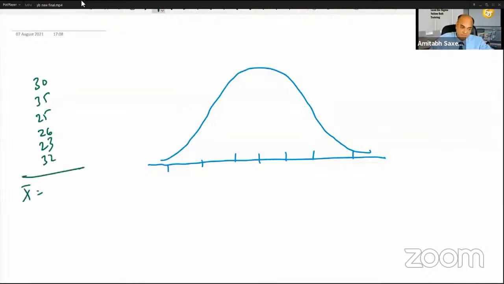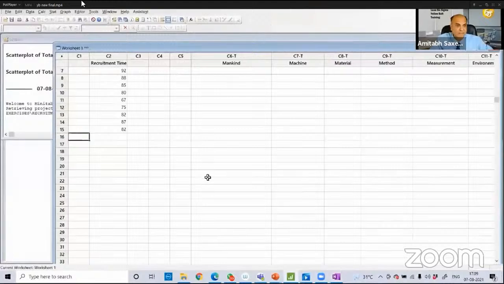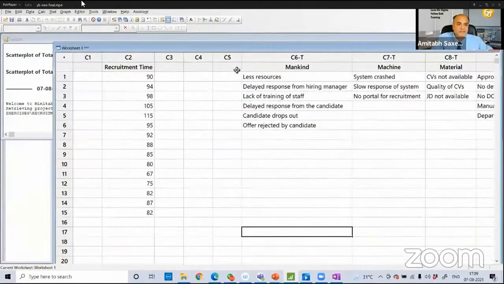It will always have an average. And it will also have something called a standard deviation. Now, how to calculate the standard deviation? I will not be covering this in this module, but just be aware of the fact that the standard deviation exists. Nowadays, you can easily calculate it using tools. For example, I have Minitab. I've got a recruitment cycle time example of a process.